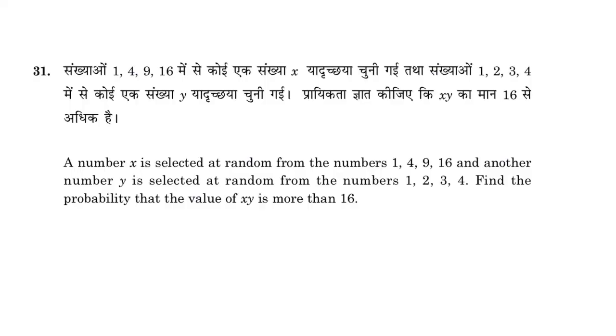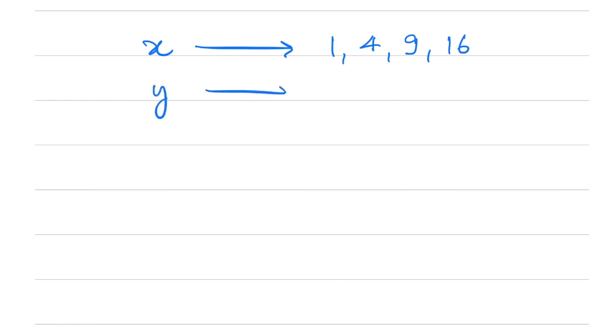31st question, the last question of this section as well as this question paper. In this question, we have a number x which is randomly selected from the numbers 1, 4, 9 and 16. And there is a number y which is randomly selected from the numbers 1, 2, 3 and 4. And we have to find the probability that the value of xy is greater than 16. Let's find out the outcomes here.